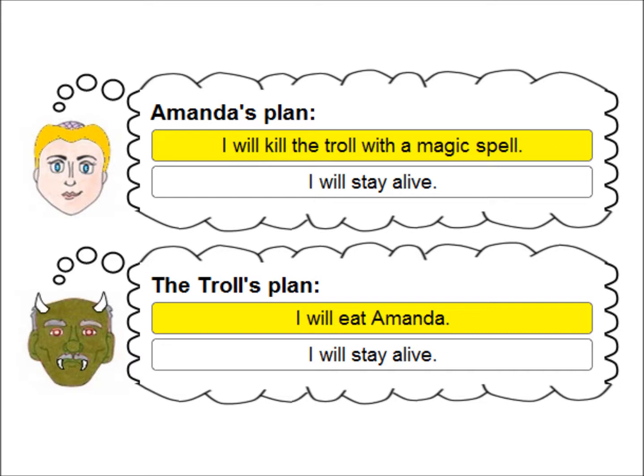These steps, highlighted in yellow, show you the new things that the characters are planning to do in response to what just happened in the story. After waking up, the troll has decided to eat the sorceress. Likewise, Amanda has realized that she is going to have to fight her way across the bridge, so she plans to kill the troll with a magic spell.